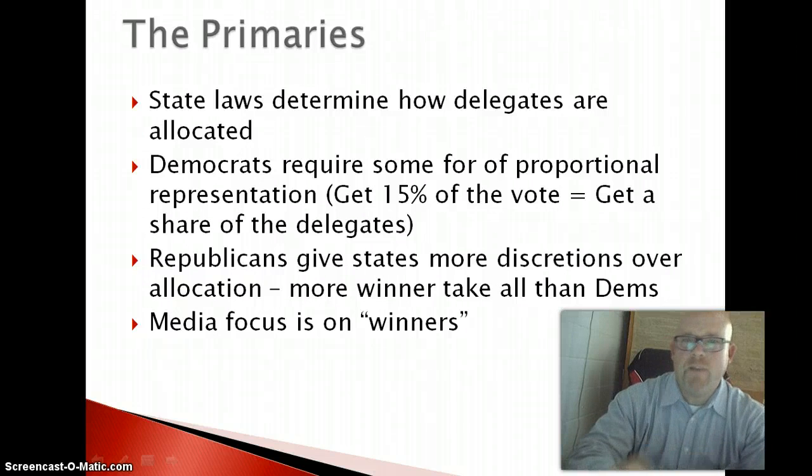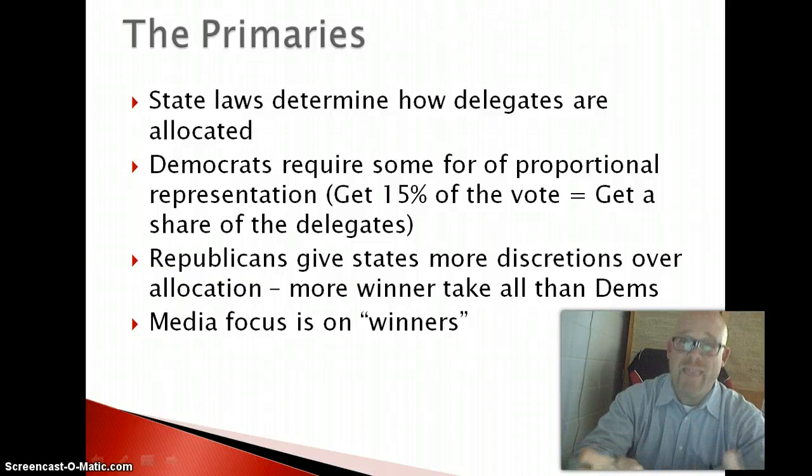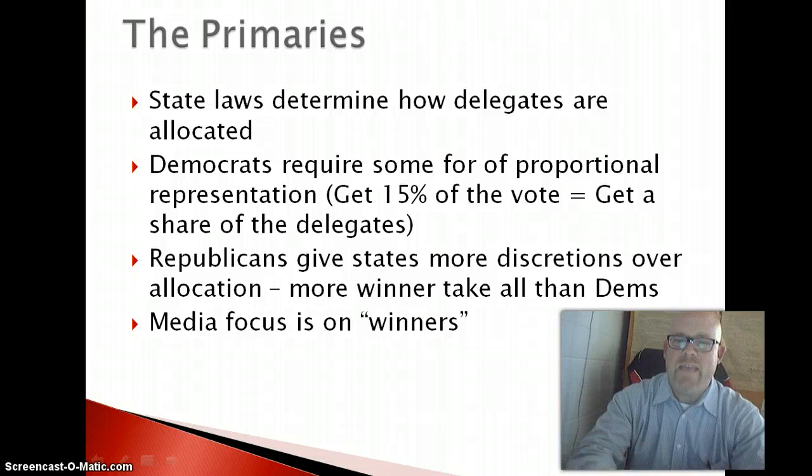All right, state law is going to determine how the delegates are allocated in terms of winning and losing. Democrats are going to require some form of proportional representation so that if you get at least 15% of the vote, you're going to get some delegates. Republicans give states a lot more control on how they allocate their votes. They have more states that do winner-take-all elections than Democrats. And again, media focus in this whole sequence is going to be on the winner.